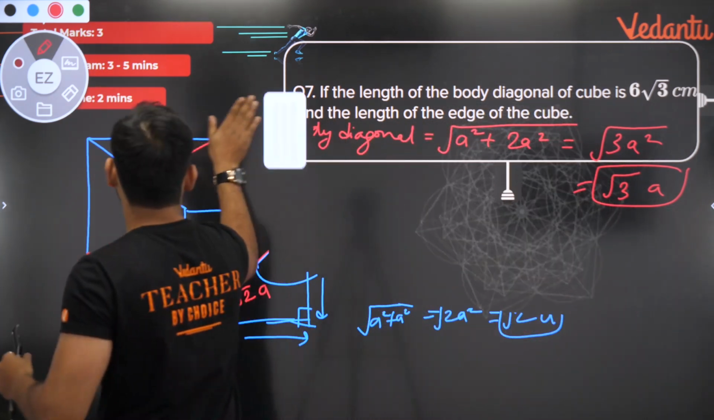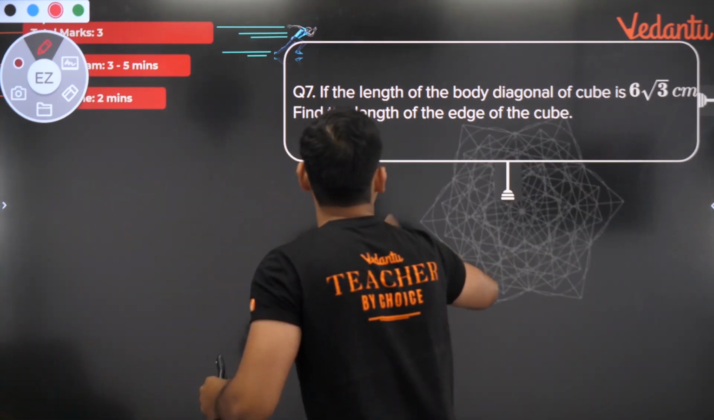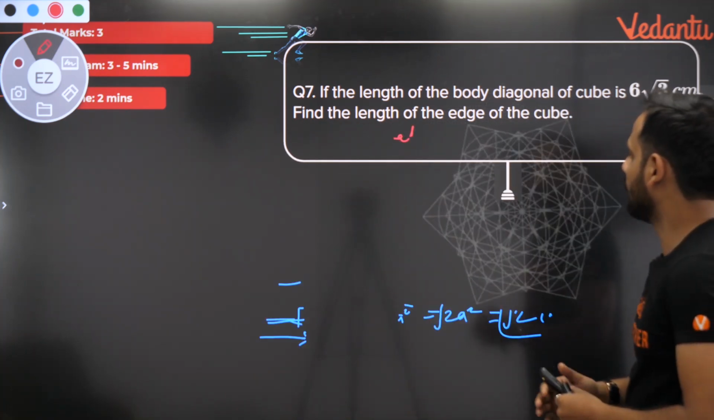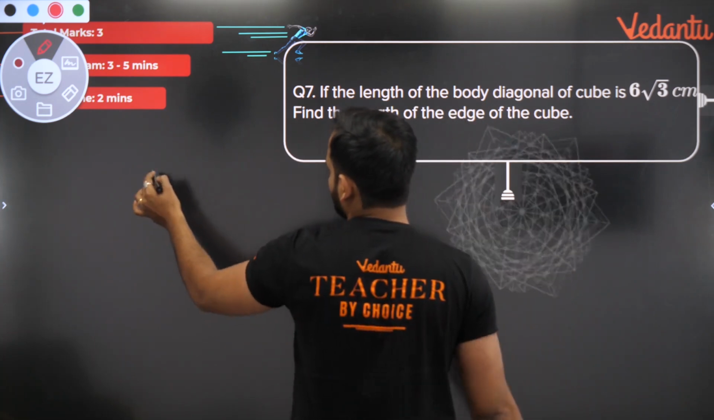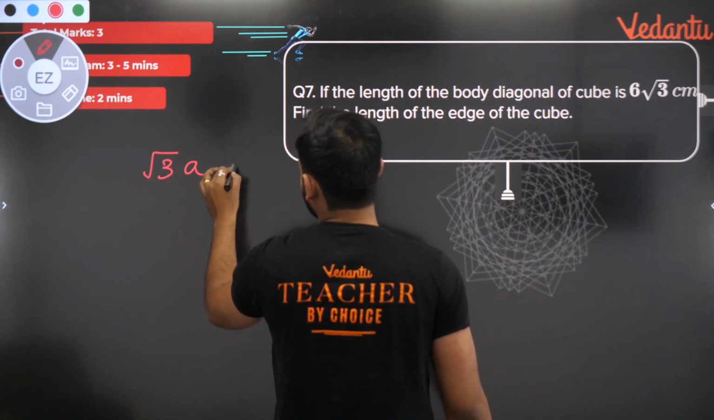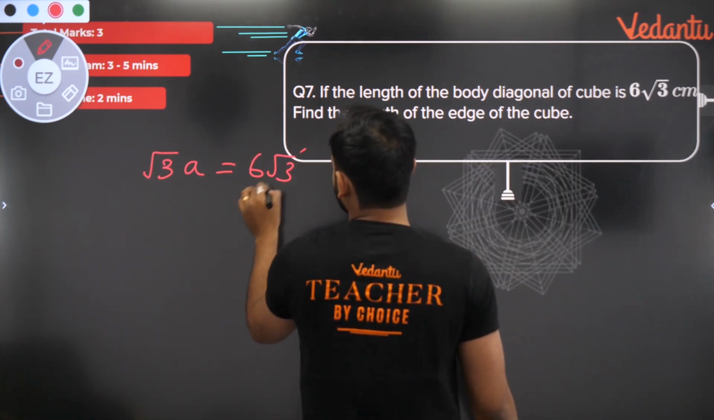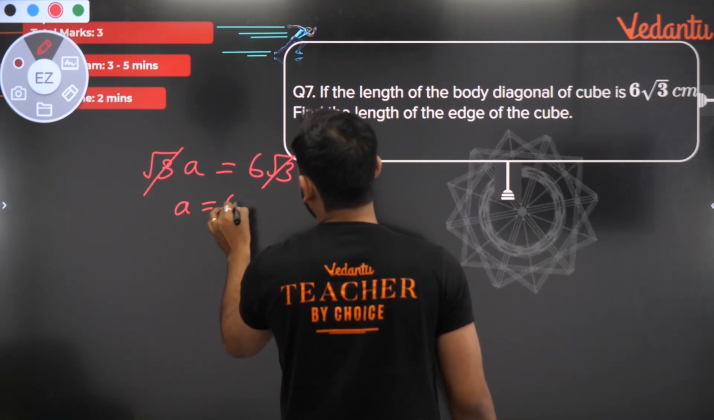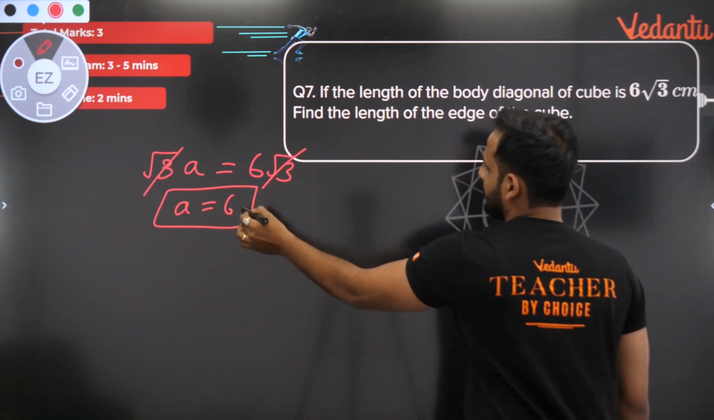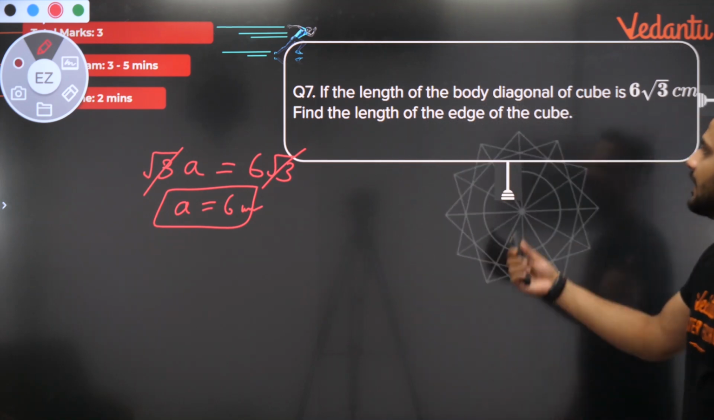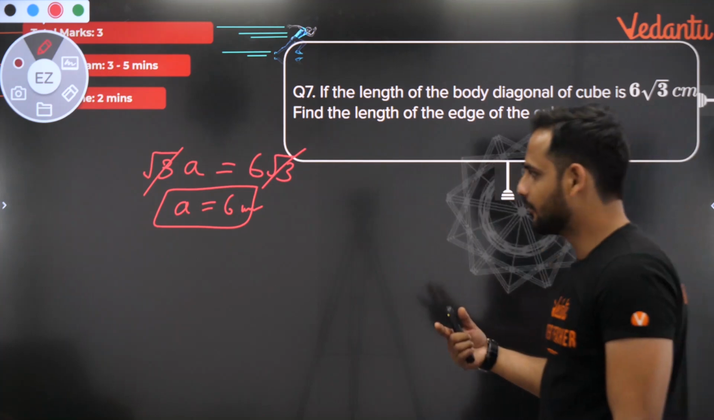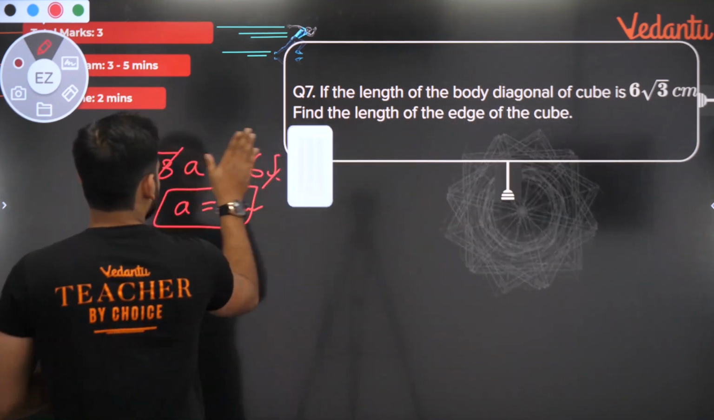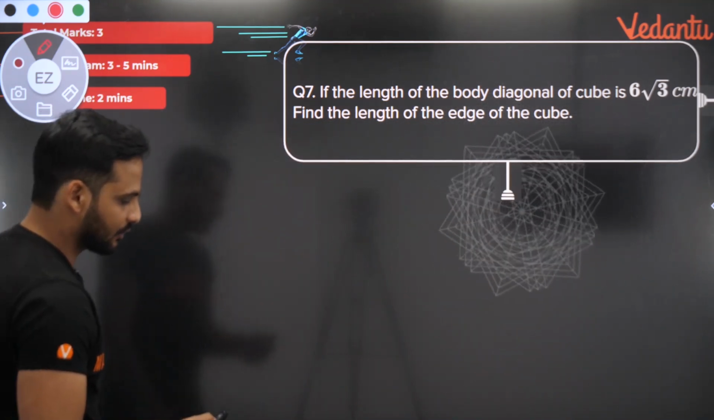Once we have got this formula, it is very easy. They are saying that the body diagonal is 6 root 3 centimeter. I know body diagonal is equal to root 3A, which is equal to 6 root 3. So you can say side of the cube is equal to 6 centimeter. Length of the edge of the cube is 6 centimeter, as simple as that. So the main thing is to get the formula for body diagonal. Okay, chalo, let's move to the next question.